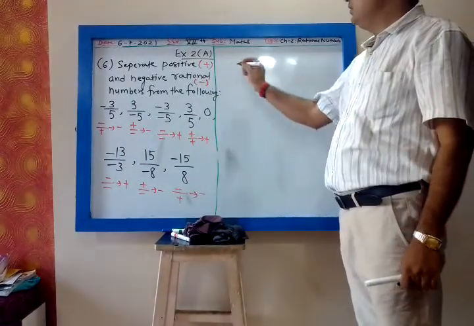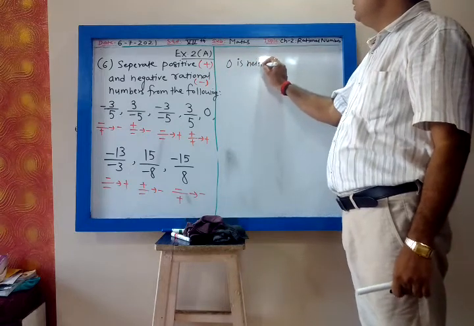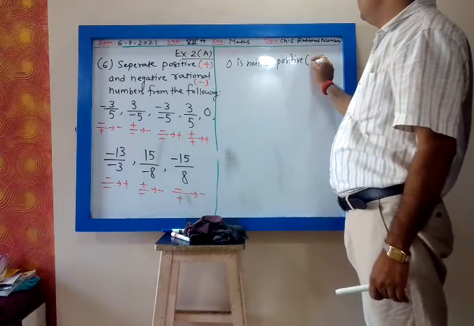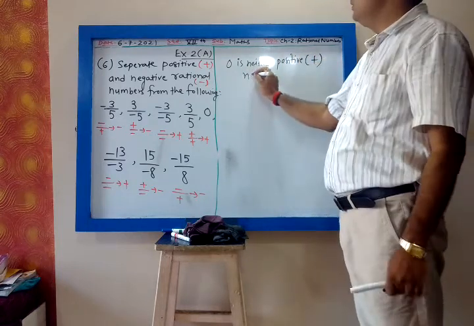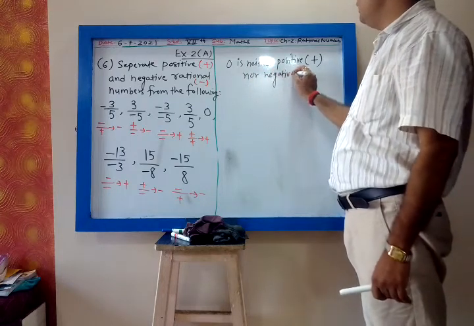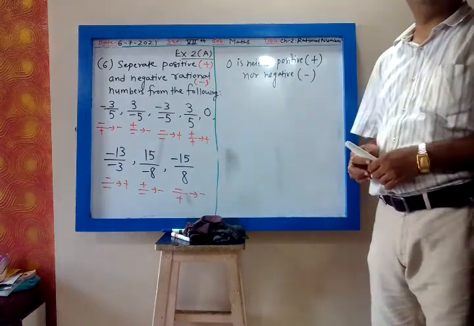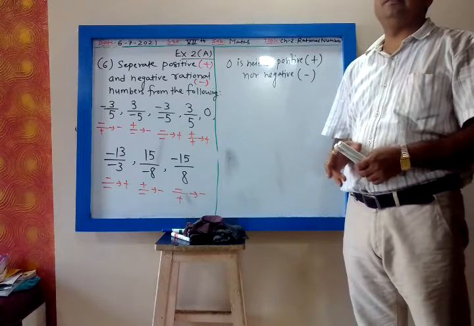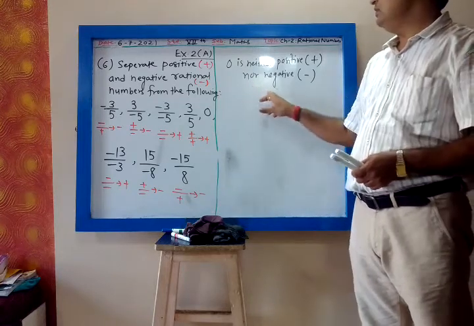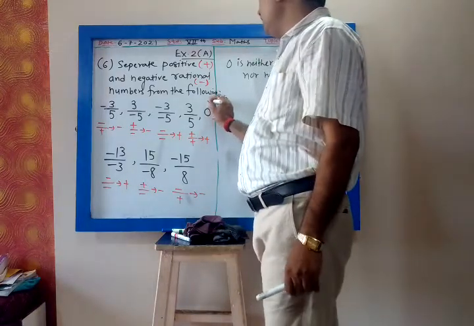Now, 0 is neither positive nor negative. So 0 has no sign, because 0 has no sign. We don't write plus 0 or minus 0. Okay, so this 0 is neither positive nor negative.